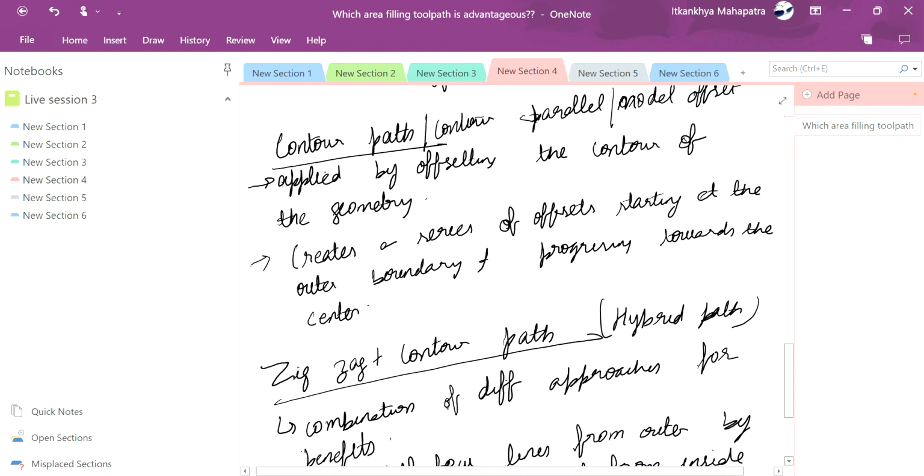Okay. One more thing: when the hybrid path scanning is done in the X direction or at an angle of 45 degrees, we use a combination: the first layer scanning at 0 degrees, the next layer at 45 degrees, the next layer at 90 degrees. Like this, if we do it, then the final part will be quite homogeneous. This is a very important part.